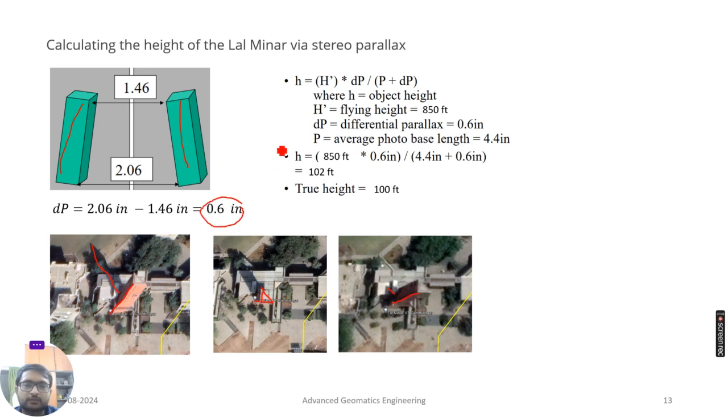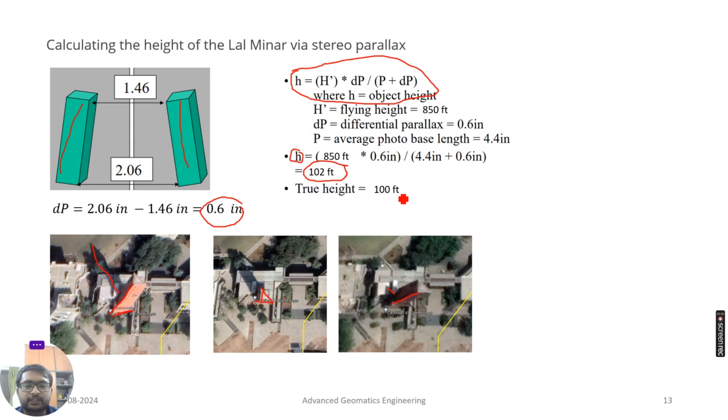Now, how to calculate height using this parallax information? There is a formula: small h, the height of the object, is equal to capital H, the flying height, into dP, the differential parallax, divided by P plus dP. P is the average photo base, the base of the photo which you see over here. Then you put everything into this formula and you get the height of the Lal Minar, which comes to 102 feet.